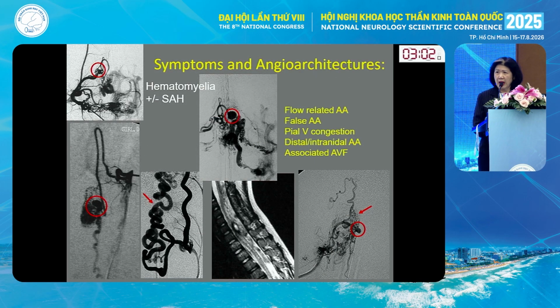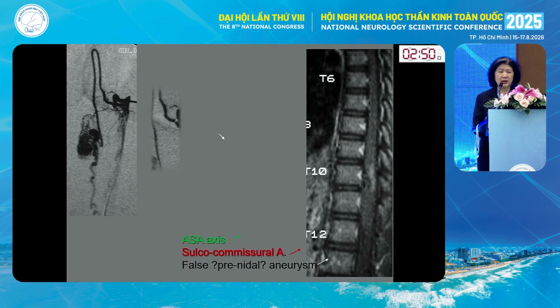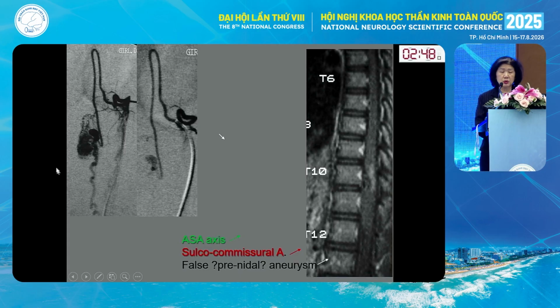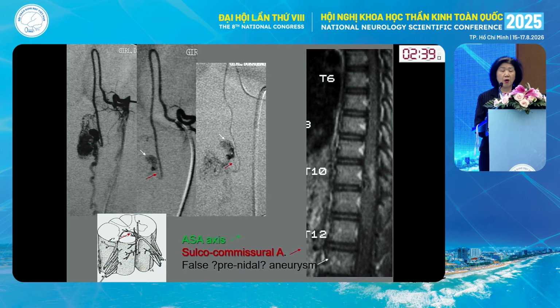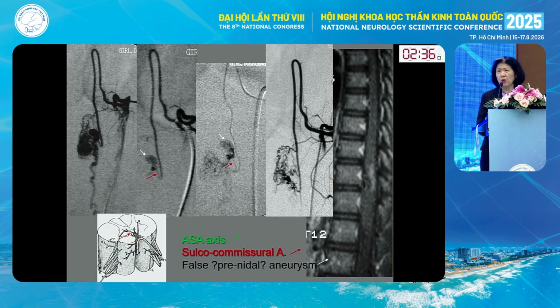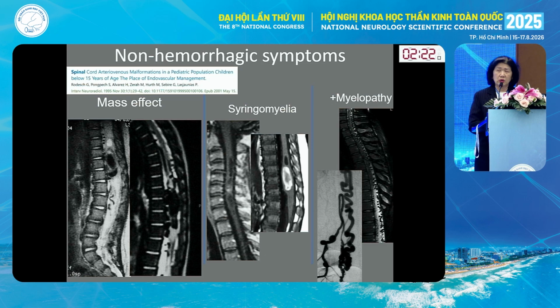There is a real angioarchitecture that is responsible for the hemorrhage, which we call the flow-related aneurysm, the false aneurysm, the venous congestion. So we do partial embolization. That means we just hook into the aneurysm that is creating the bleeding in the spinal cord. If we embolize that very fragile type of angioarchitecture, you can live with a little tiny nidus. You don't need to eradicate all the nidus because you'll be in trouble if you try to do that. This is how we do it little by little to make sure you get a better outcome.